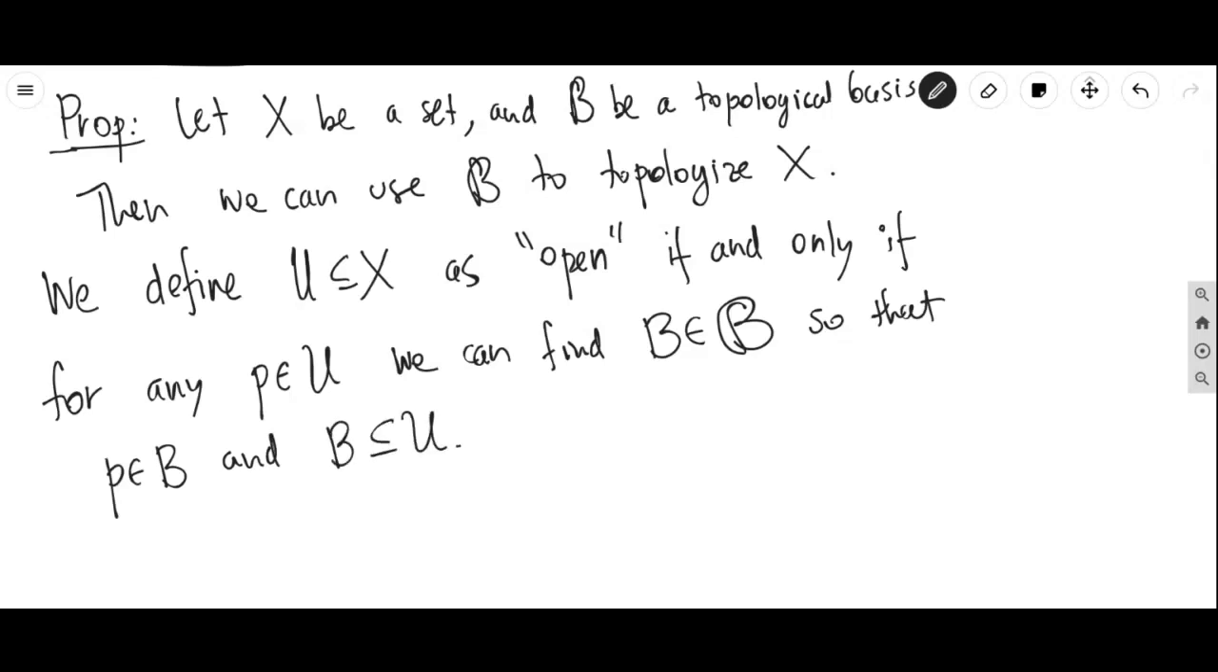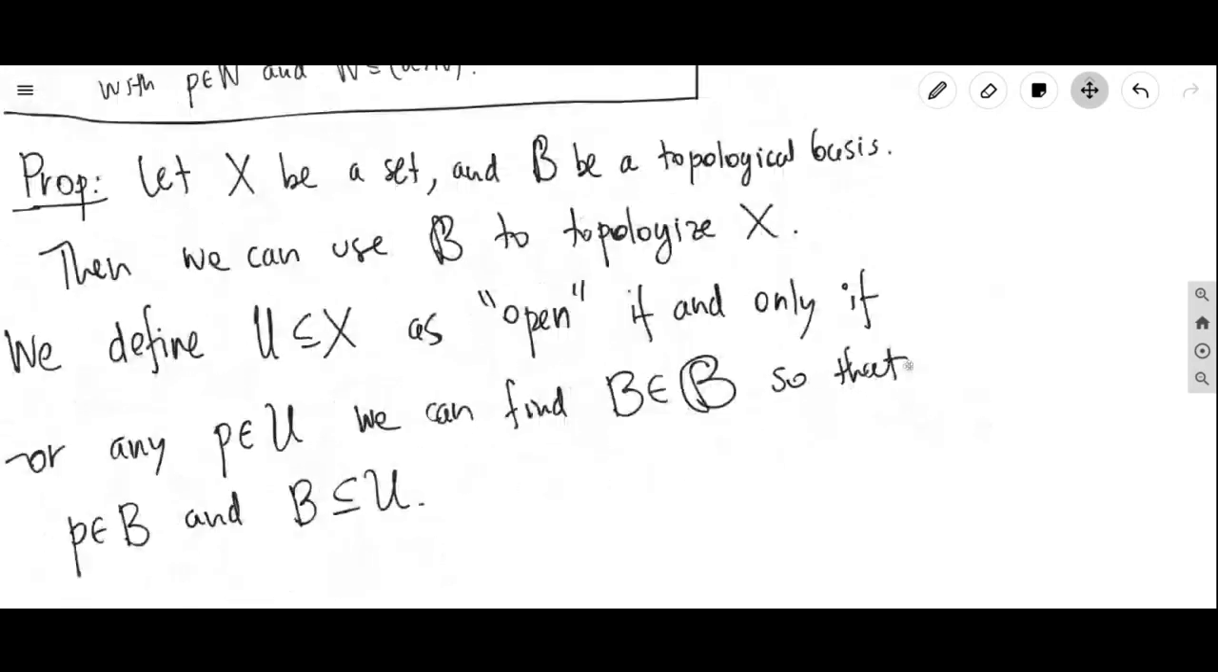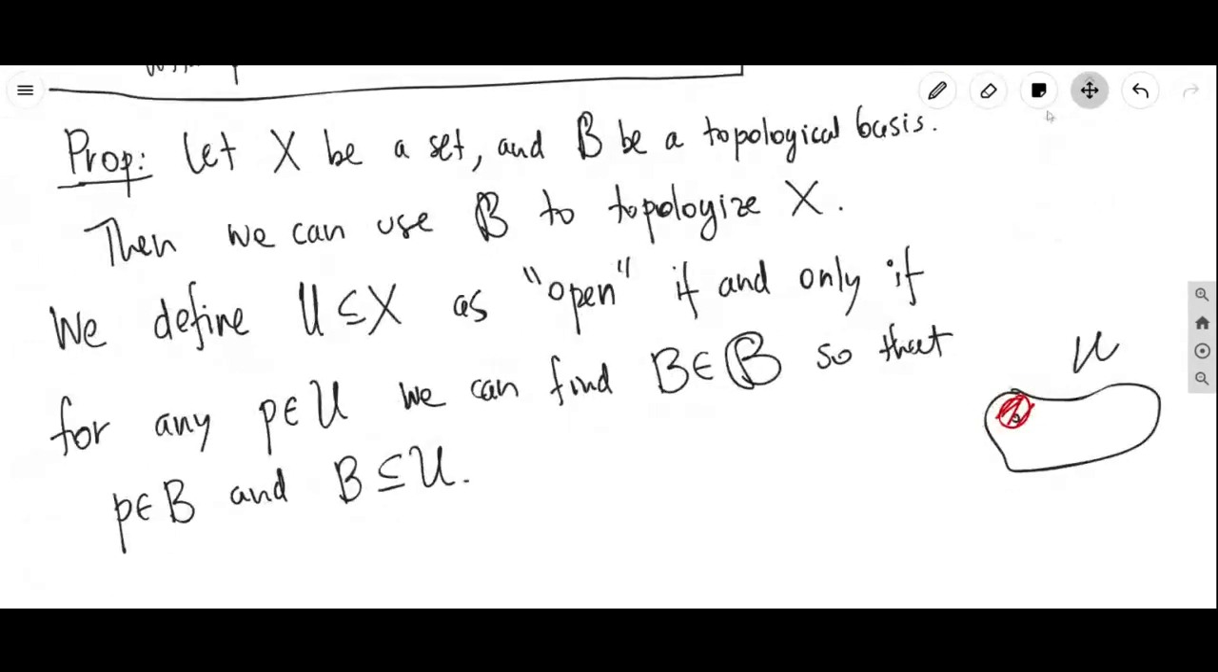This is exactly how it works in a metric space. In a metric space, you say that U is open if and only if for any point you can draw a disk that contains the point and the disk entirely fits inside U. So this is basically what you're trying to do in general, but you're not using metrics. You're using something else called a basis, a topological basis.